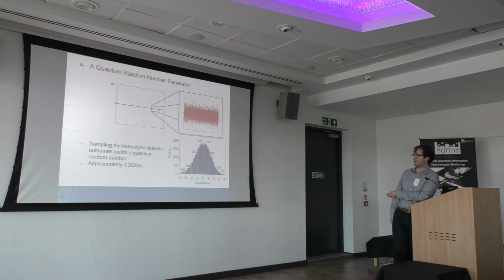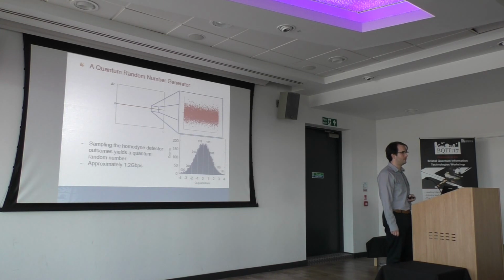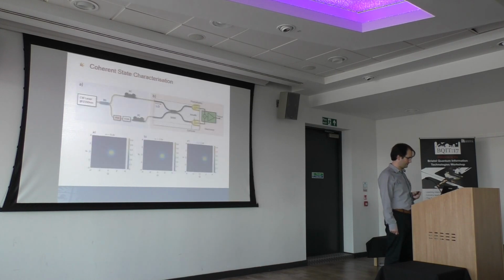So these bins are all equally sized, but they're not all equally populated, and so there's some bias in the random number, but we can get rid of this with classical post-processing. So not a real-time quantum random number generator, but in principle it's possible to make it so.